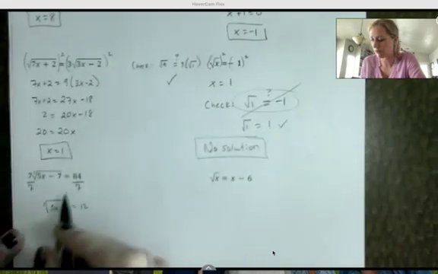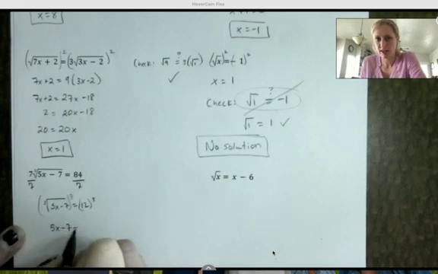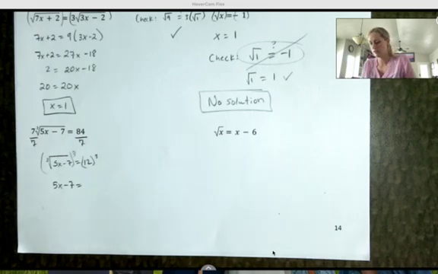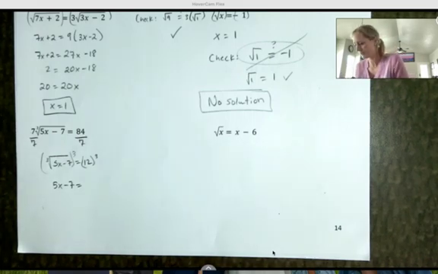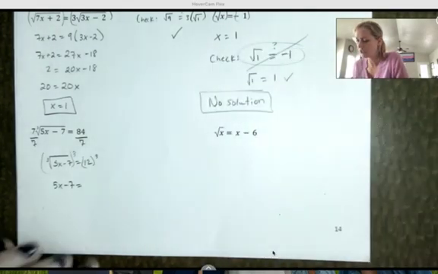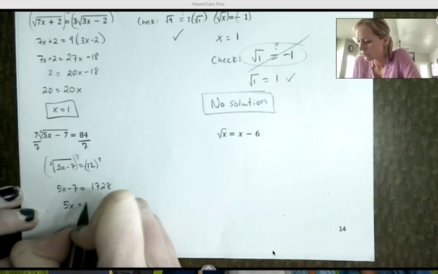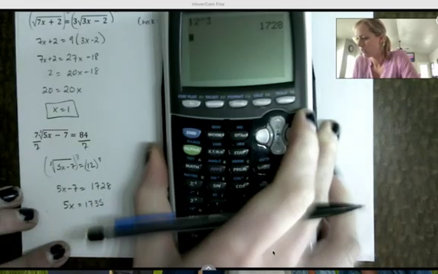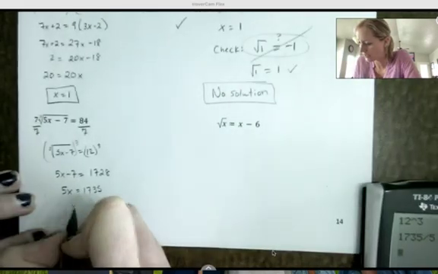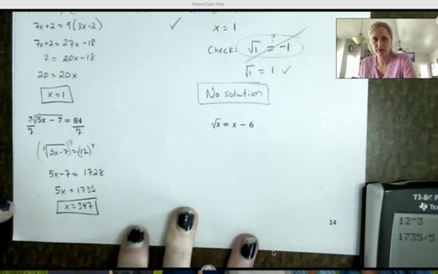So now to undo that radical, we're going to cube both sides. So I've got 5x minus 7 equals, and not sure what 12 cubed is off the top of my head. Pull off calculator here. Okay, so we have 12 cubed, which is 1728. Add 7, 1735. Divide by 5, we get 347. Okay. All right, I guess I don't have a number on this one.